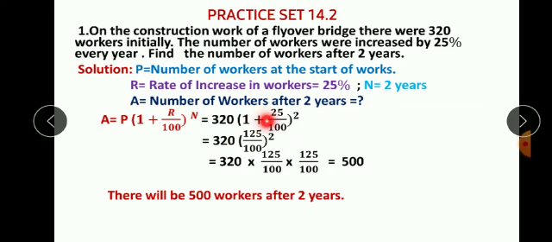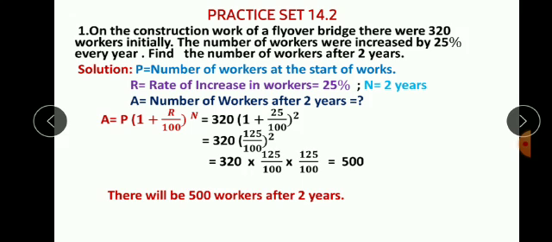Now let us do the cross multiplication here in the bracket. 1 into 100 is 100 plus 25 is 125 upon 100. It's square. So 320 is multiplied with 125 upon 100 into 125 upon 100. So what is the answer? 500. So there will be 500 workers after 2 years. In this way we can calculate.